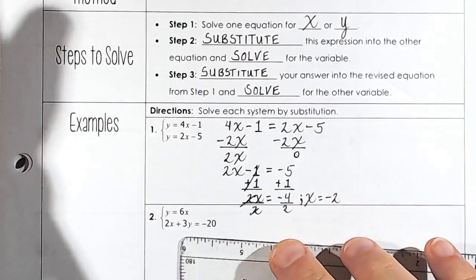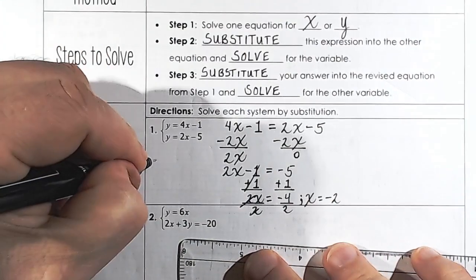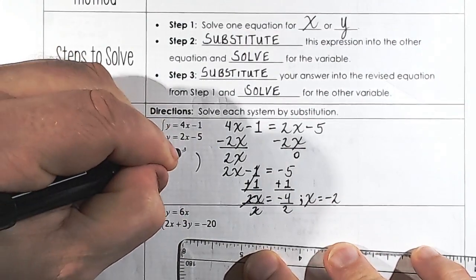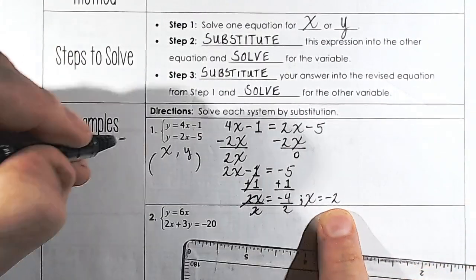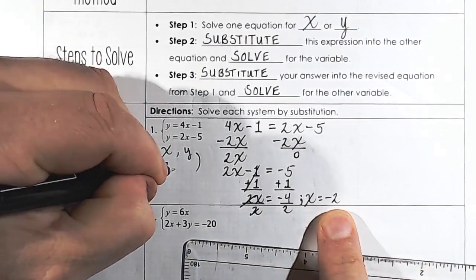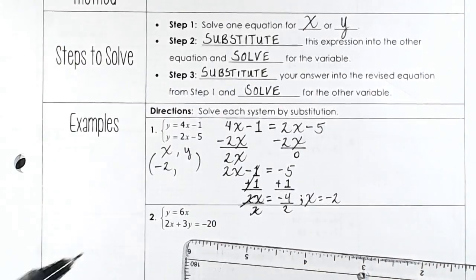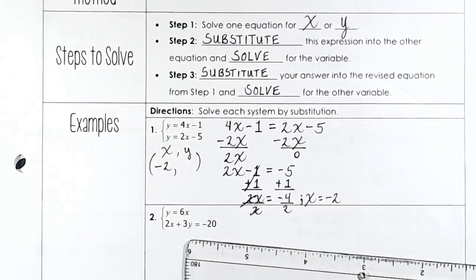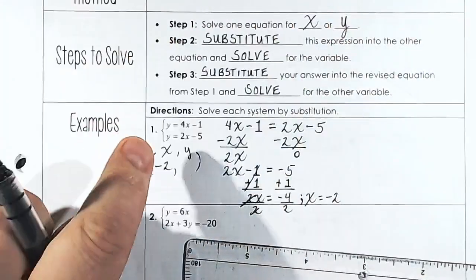Now we've got x. Remember, the solution to the system is going to be a coordinate pair, x comma y. Well, I've got x. X is negative 2. Now I just need to find y. And to do that, I'm going to plug that negative 2 back into one of my equations. Doesn't matter which one. So I'll just choose the top one.